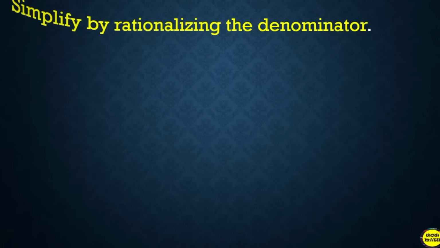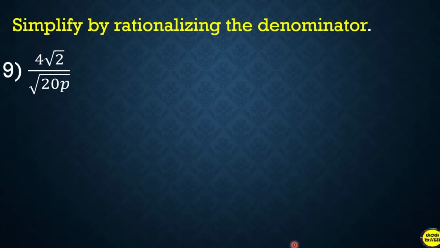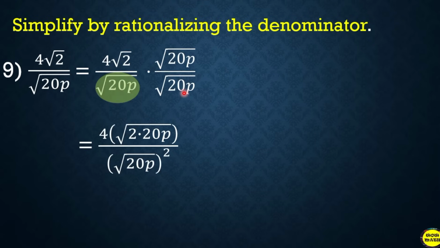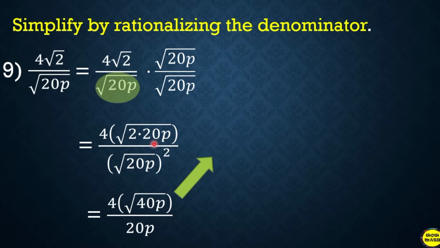Another example. 4 square root of 2 over square root of 20p. So, multiply natin by square root of 20p. Okay? So, again, kagaya ito ng number 8 na meron tayong number sa labas. So, 2 times 20, that is 40p. So, nauna yung arrow natin. So, 40p and then square root of 20p squared, that is 20p.